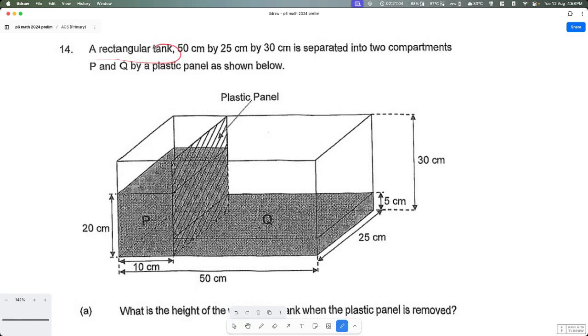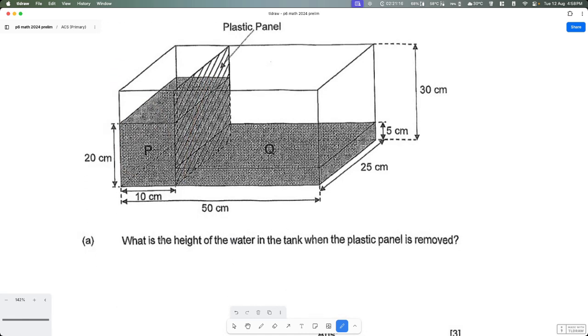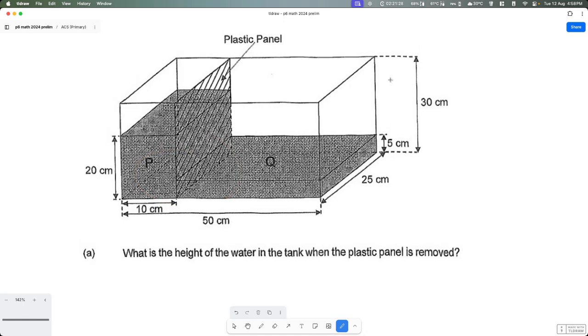A rectangular tank 50 centimeters by 25 centimeters by 30 centimeters is separated into two compartments, P over here and Q, by a plastic panel. That's what you see over here. What is the height of the water in the tank when the plastic panel is removed? So we can get the volume, and then we'll get the height itself.